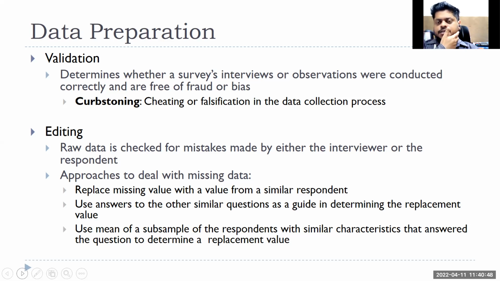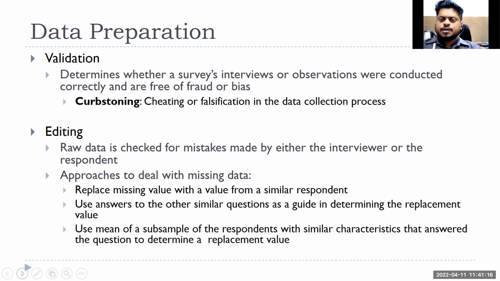But in some cases, survey data. So this is secondary research data where ideally you should have that information. But in some cases, let's say you have survey data, you are collecting responses from individuals, right? Replace the missing value with a value from a similar respondent. What does it mean? If you know that it is a male MBA student, monthly expenses is around 1,000 rupees or 1,500 or 2,000 rupees.